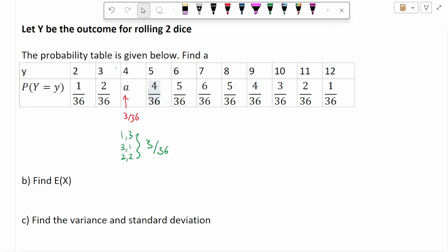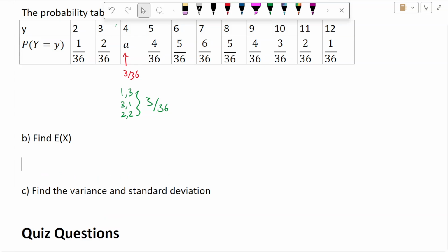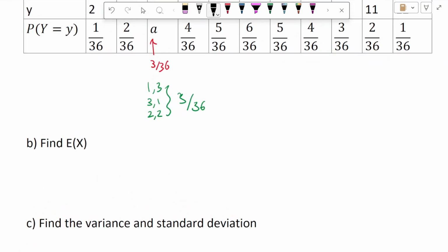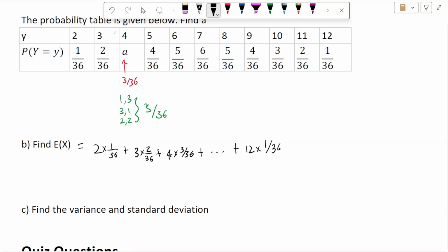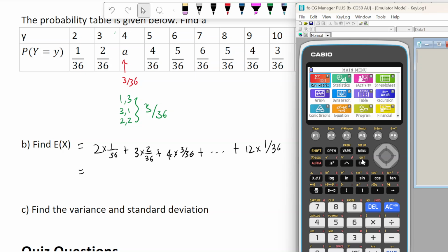Anyway, let's find these. How you would do the expected value, I'm not going to do the whole thing, but it's 2 times 1 out of 36 plus, let's see, 3 times 2 out of 36, 4 times the A value, so 3 out of 36, etc., etc. And the last term would be 12 times 1 out of 36. So that's what you do if you did want to do it by hand. But I'm guessing you don't because it's a horrible process. So let's put both of these lists into our stat list and see what we get.